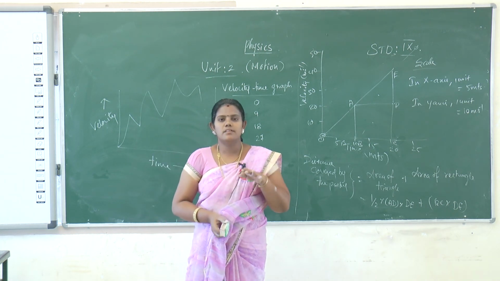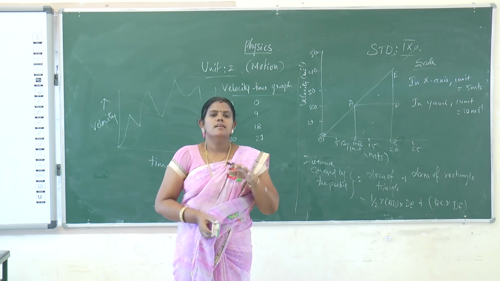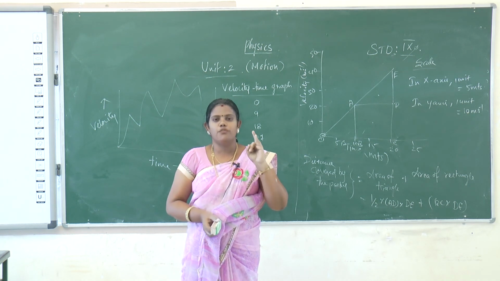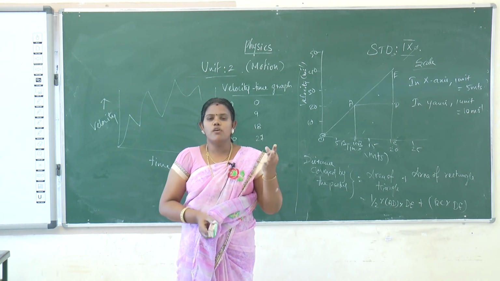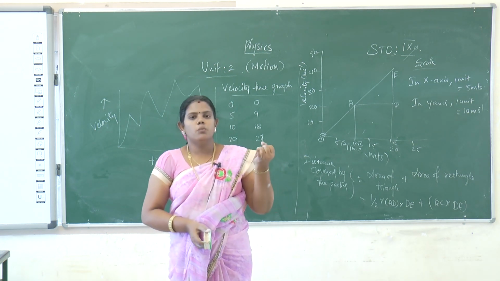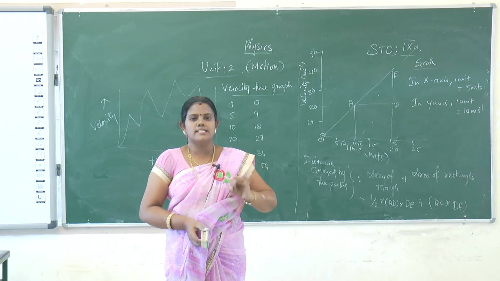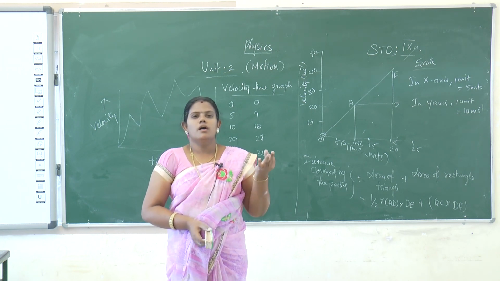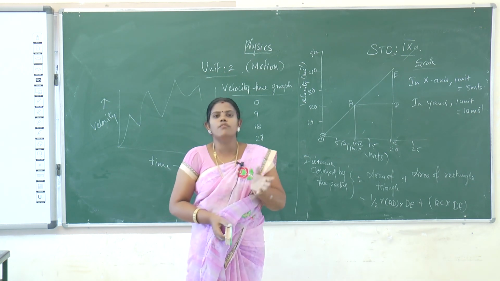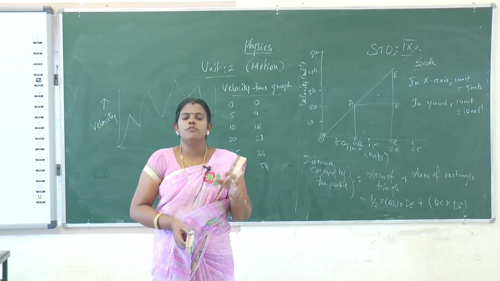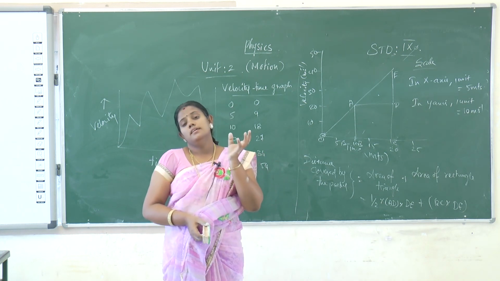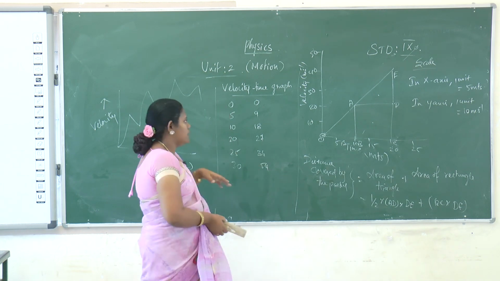So what was learned in this class? What is meant by state of rest and motion, the types of motion, the definitions of distance and displacement, the difference between distance and displacement, what is speed, what is velocity, what is acceleration, uniform motion and non-uniform motion, and the graphical representation of motion of an object by graphs between velocity and time, and between distance and time. All of these were learned in this class.